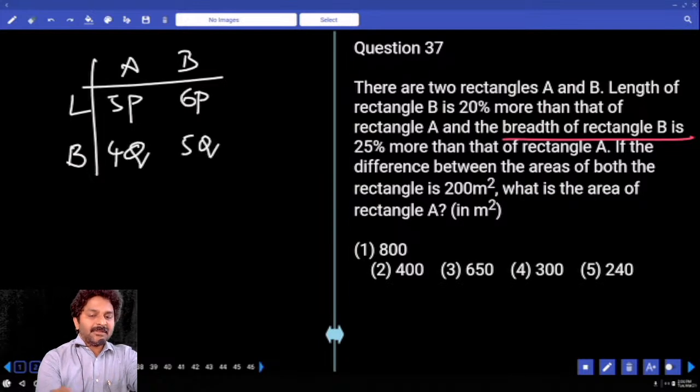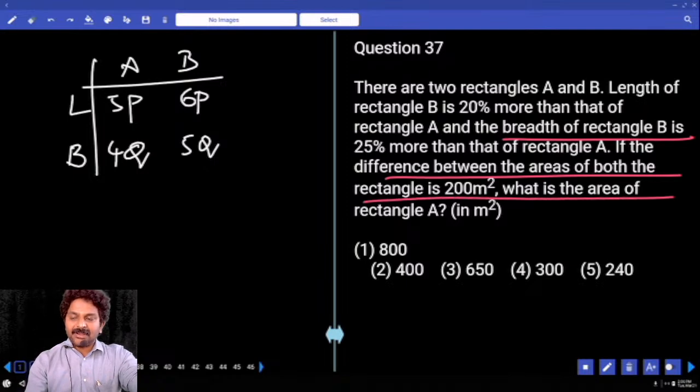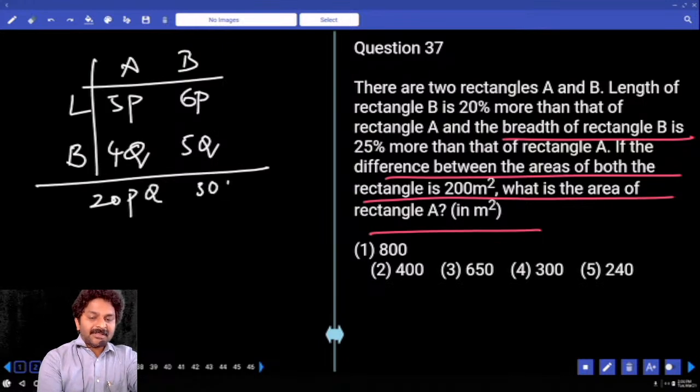This becomes 5Q. The difference between areas of both the rectangles is 200. What is the area of the rectangle A? This is 20 PQ. This is 30 PQ. Difference 10 PQ, which is 200. We need 20 PQ. Exactly double, 400.